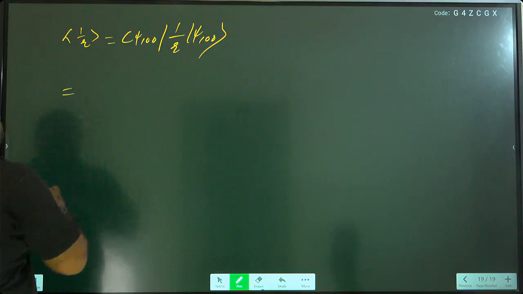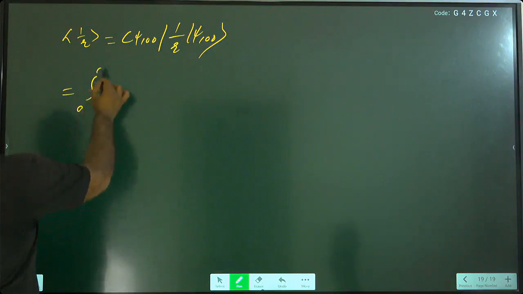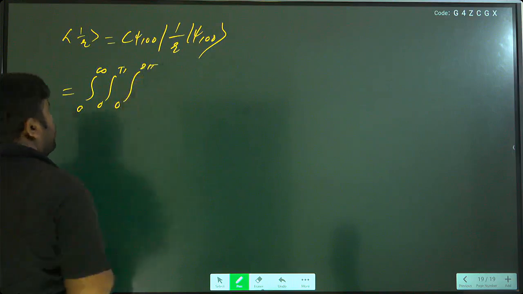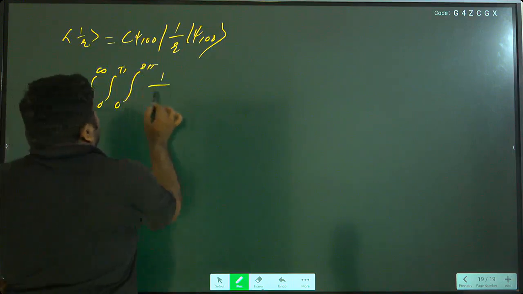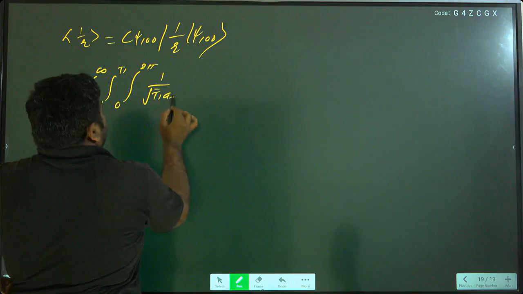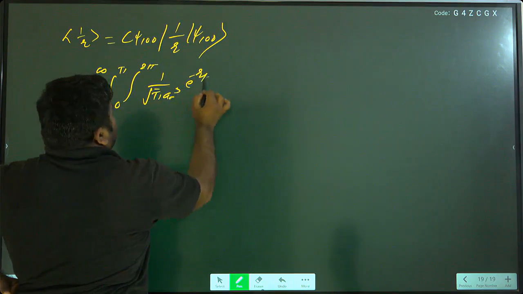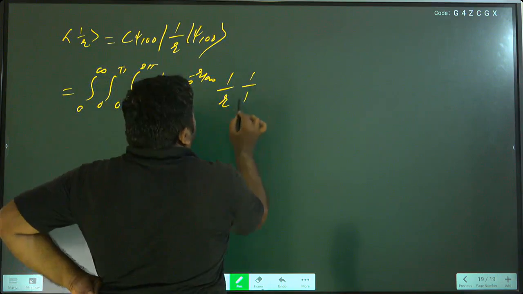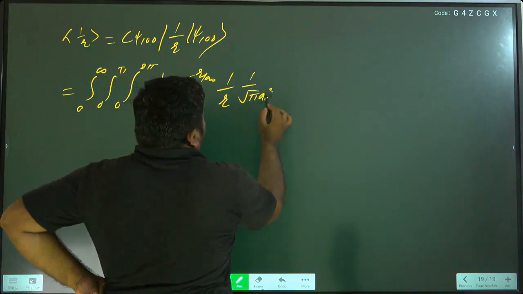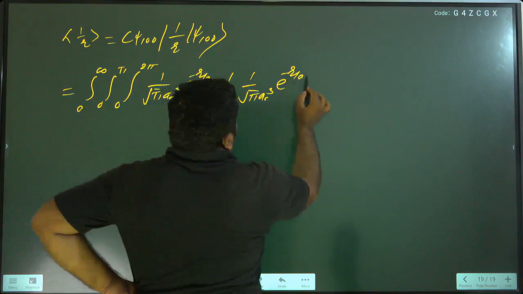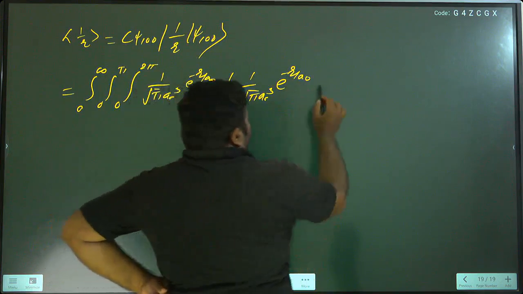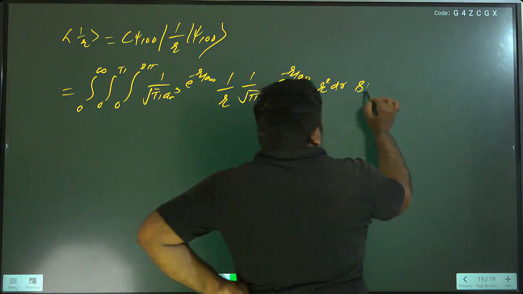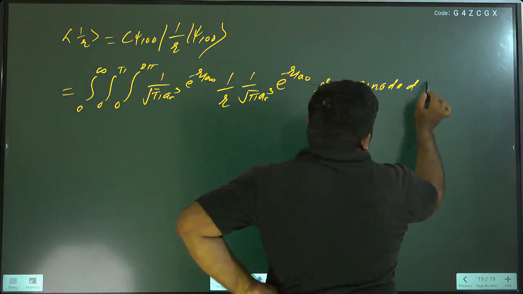And this is equal to how much then? Integration, limit 0 to infinity, 0 to pi, 0 to 2 pi. What is the psi 0? 1 upon under root pi a naught cube e to the power minus r upon a naught, into 1 by r into 1 upon under root pi a naught cube into e to the power minus r upon a naught into d tau. d tau is equal to r square dr sin theta d theta into d phi.